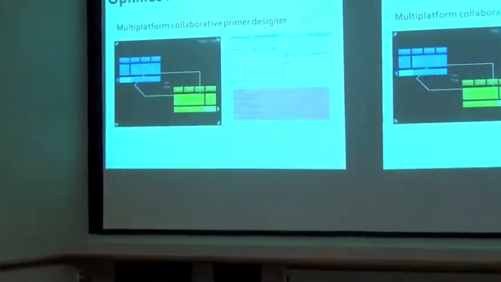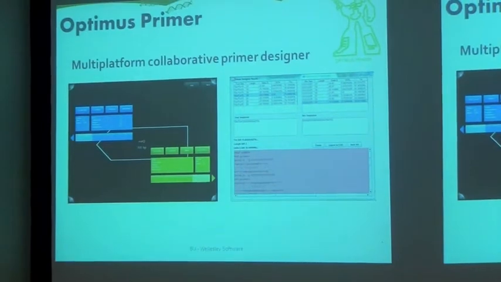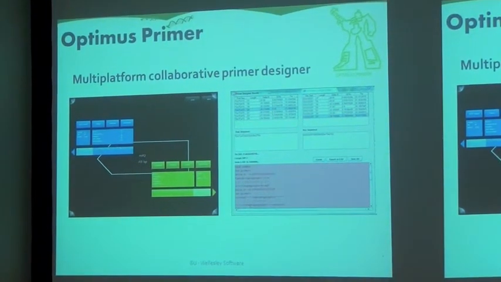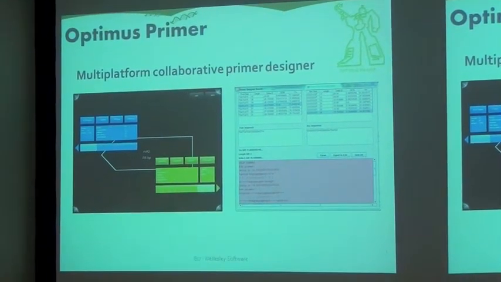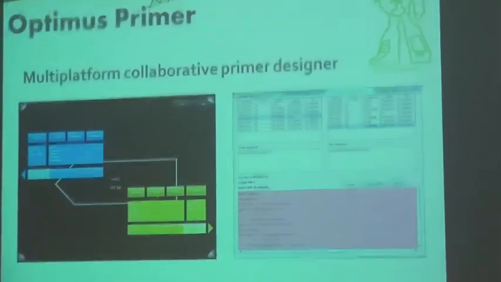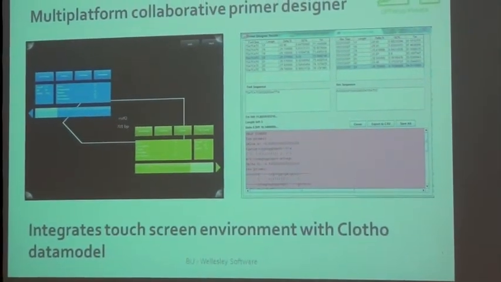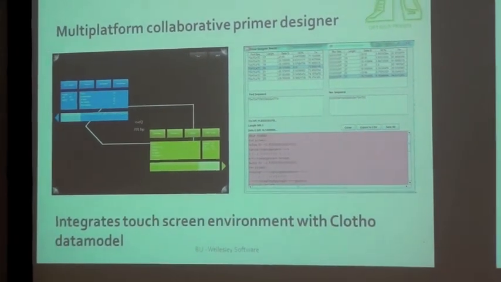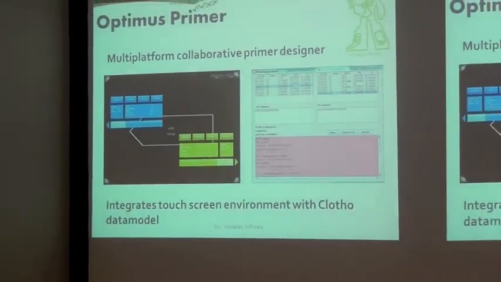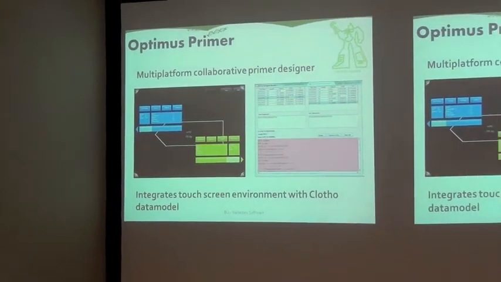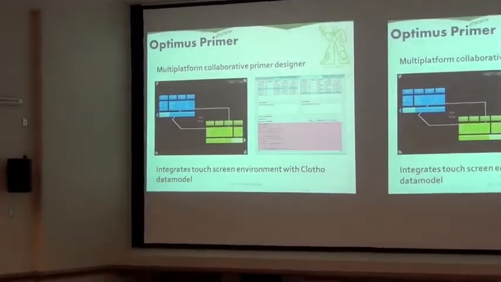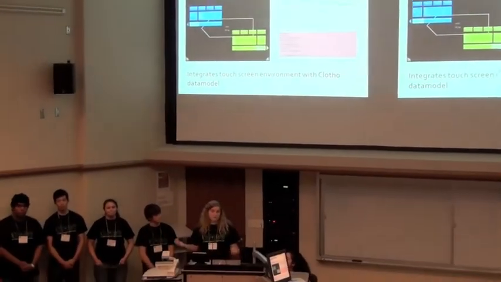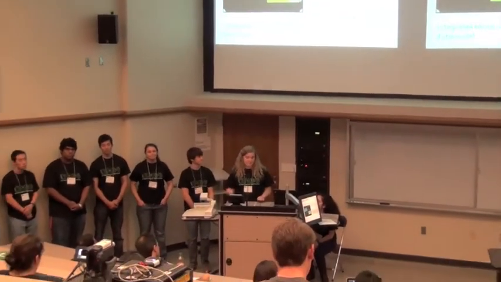Another tool that we created this summer is called Optimus Primer, which is a multi-platform collaborative primer designer. So I know that we've seen lots of primer designers at iGEM, so you're probably thinking, why do we care that we've made another one? There are two main reasons that our primer designer is really exciting. One of them is integration with Clotho. Anytime that you design a primer, you can save it to Clotho as an oligo, which means that you can easily share it with other wet lab members or with other iGEM teams or other synthetic biology researchers in the community.